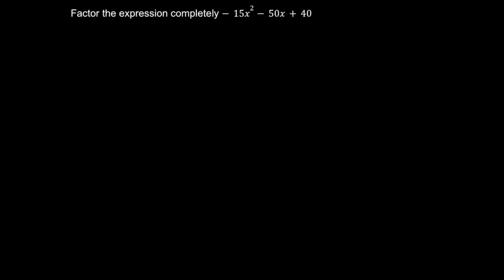Okay, in this example, we are going to be factoring the expression negative 15x squared minus 50x plus 40. In order to do that, the first thing we're going to do is check for a common monomial, so something that goes into all three terms. In this case, it looks like 5 goes into all three terms. No x's in all three terms. However, the leading coefficient is negative, so we actually want to pull out negative 5. So I'll divide all three terms by negative 5.